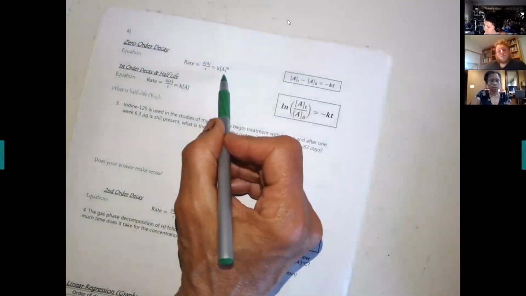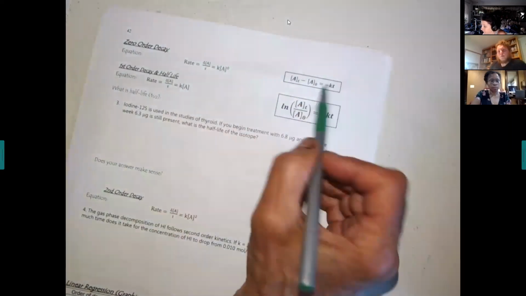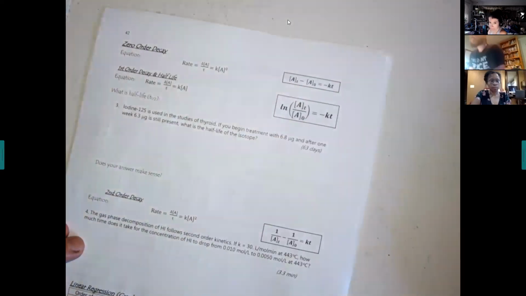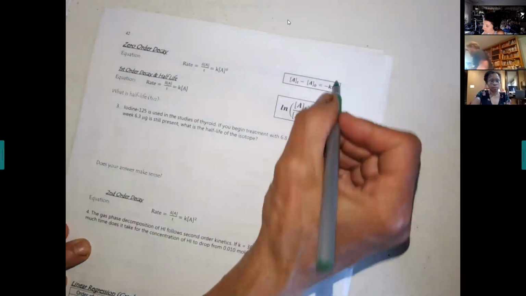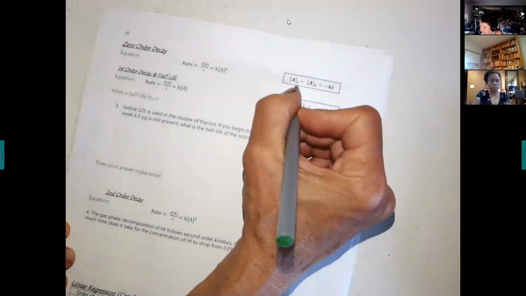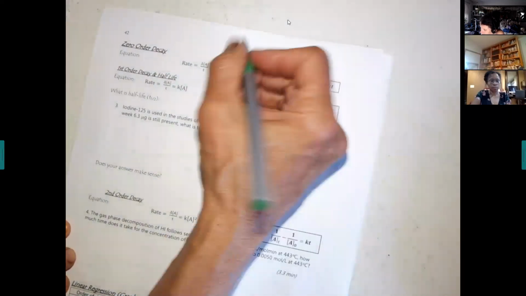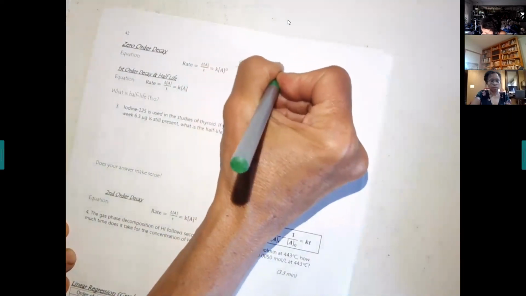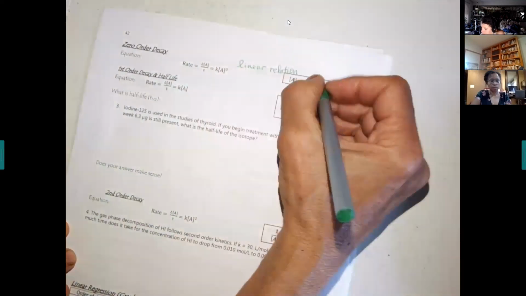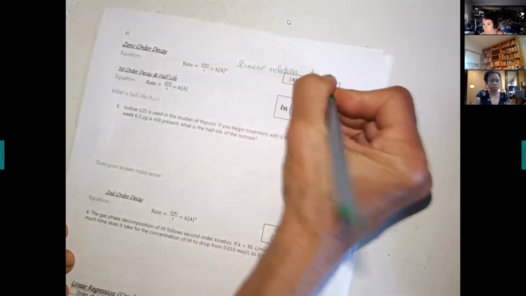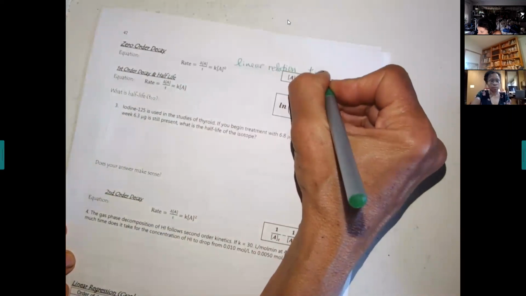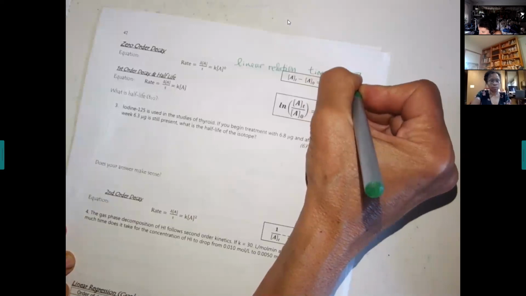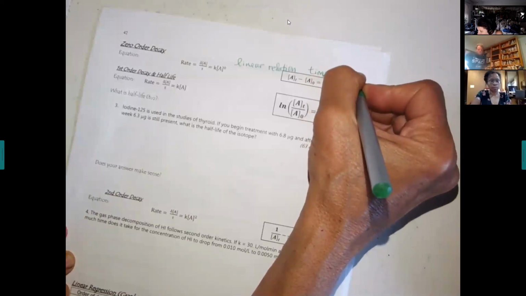Zero order reaction, when you rearrange all this stuff, it comes out as a relationship that the relationship between time and concentration is linear. So it's a linear relationship between time, little t is always time, versus the concentration of A or whatever you're talking about.